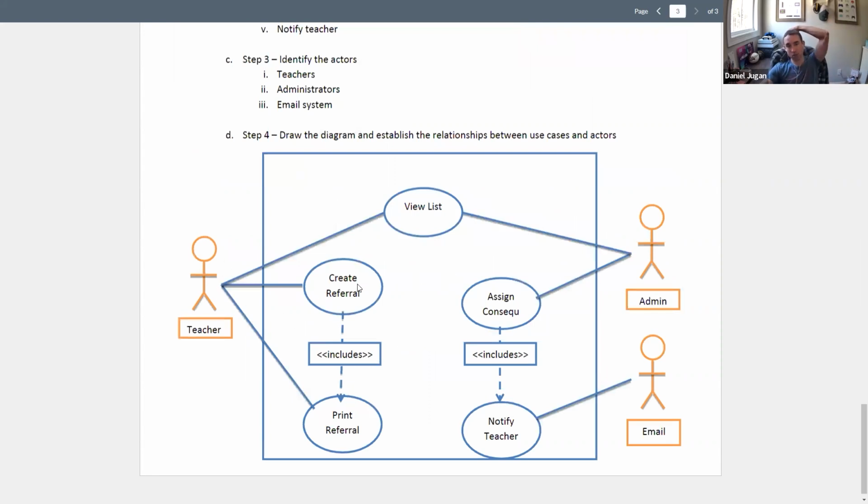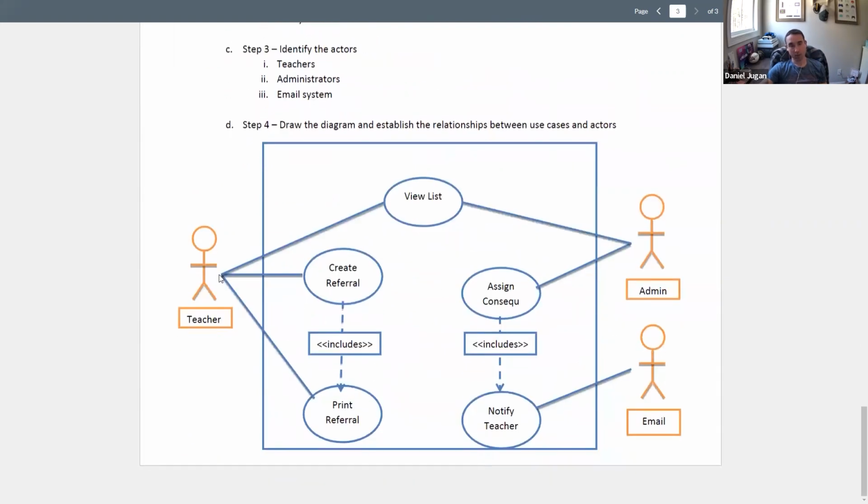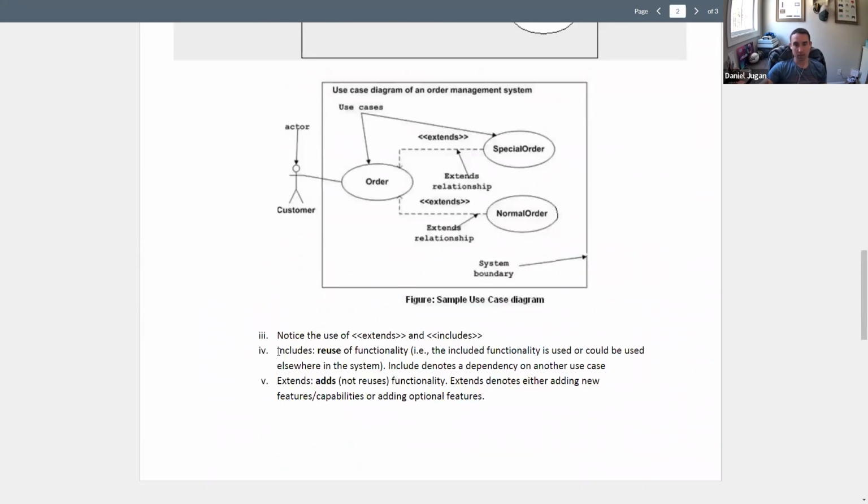Teachers can create referrals. Okay, and if we saw that right here, teachers must be able to create, excuse me, and print referrals for students who break the rules. So we have teachers can create, teachers can also print referrals. Notice here we have the includes. Okay, includes means when you create a referral, we are going to reuse this print referral functionality that exists already. Okay, and again, that's what this includes mean. If you go back up to the description here, includes is a reuse of a functionality.